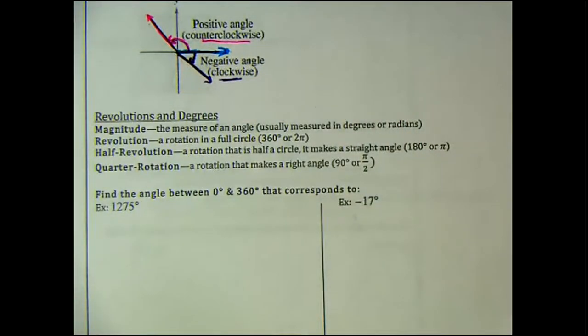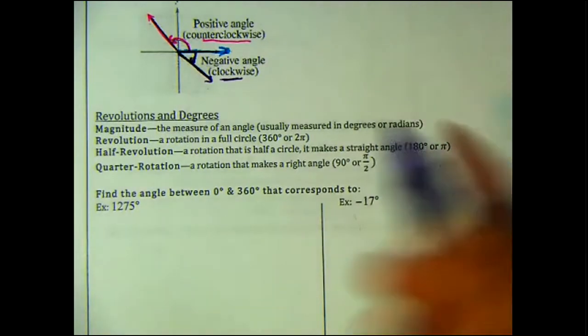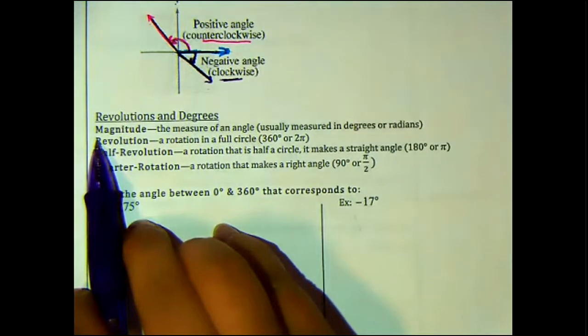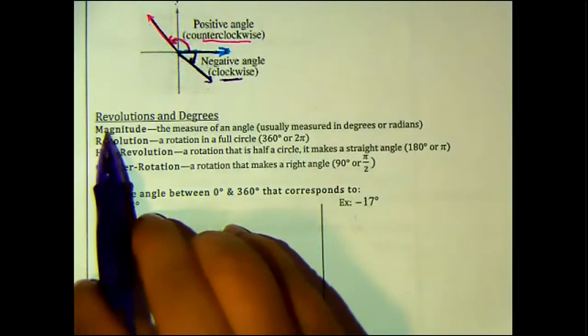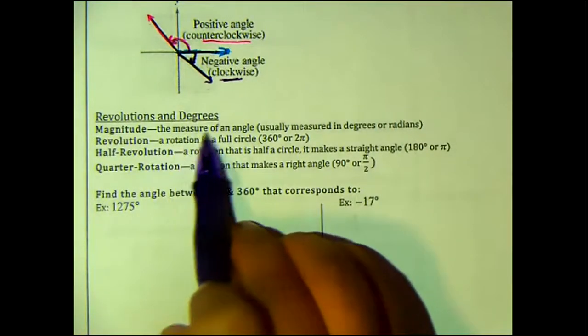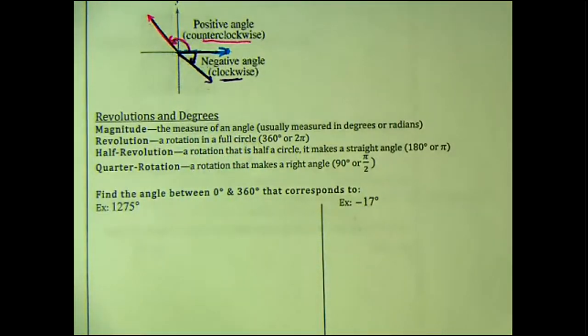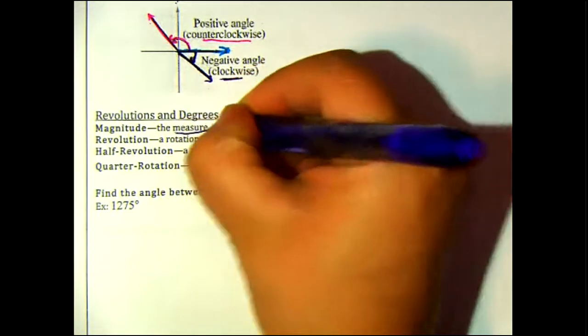All right, so we have a few more definitions here that we want to take a look at. That's actually quite important. The magnitude of an angle is the actual measure of an angle. We don't just call it the measure anymore, it's the magnitude. How many degrees or how many radians is the angle itself. So the magnitude is literally just a measure.